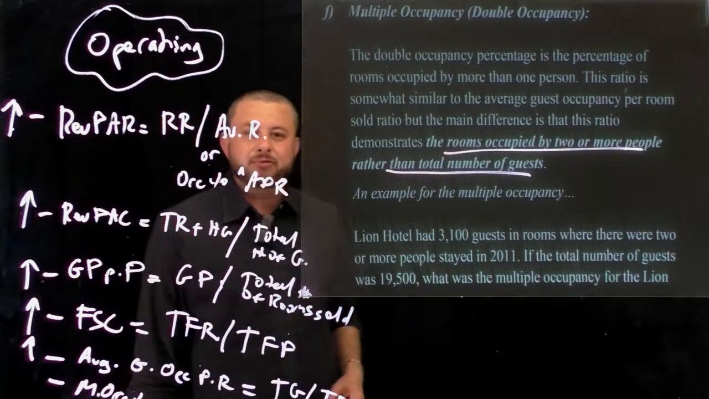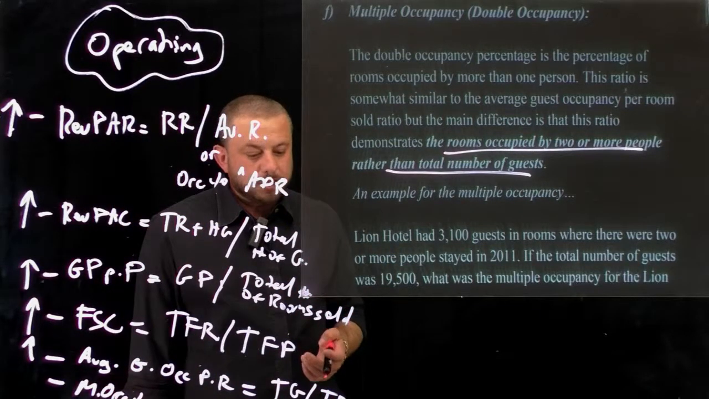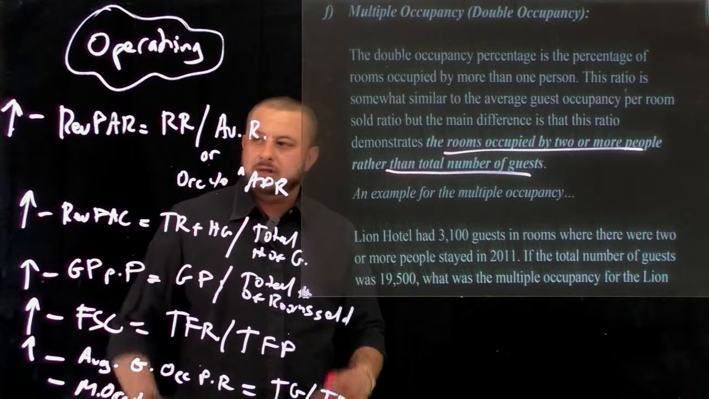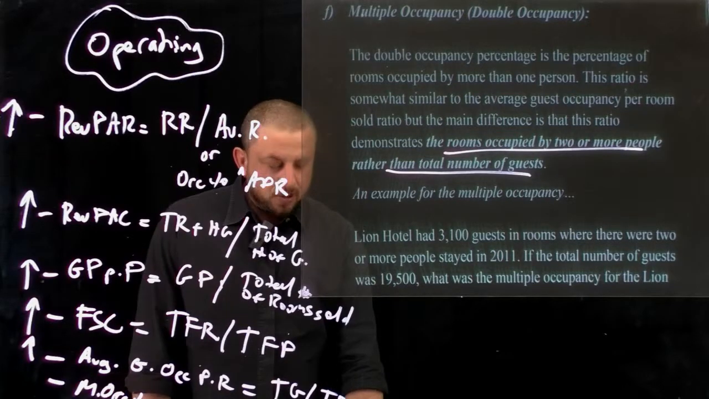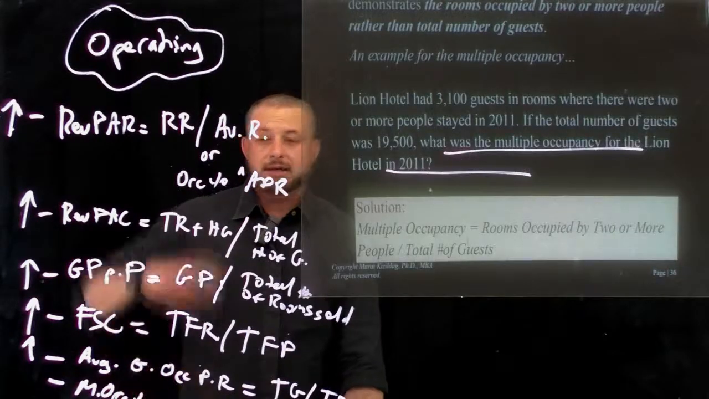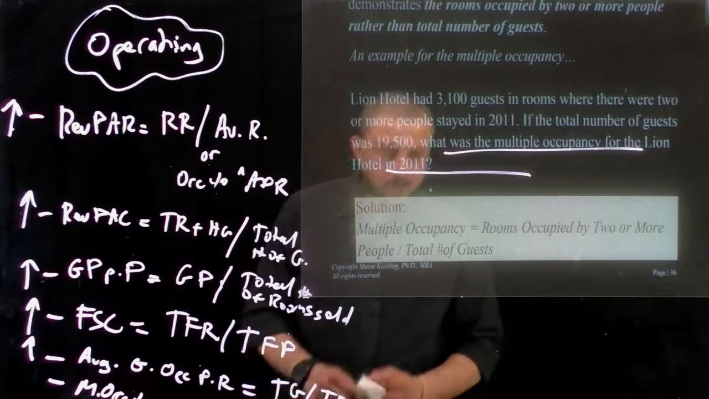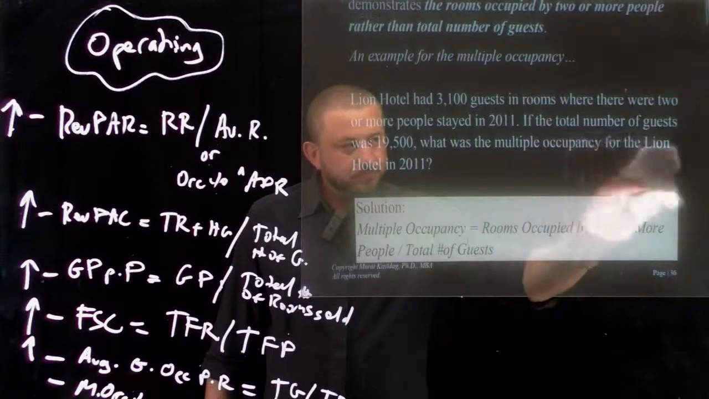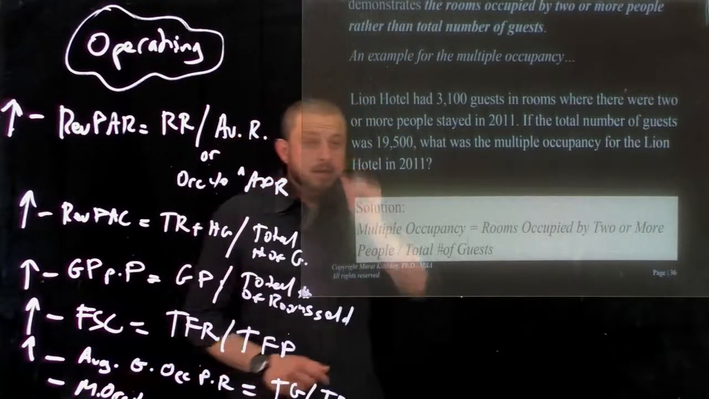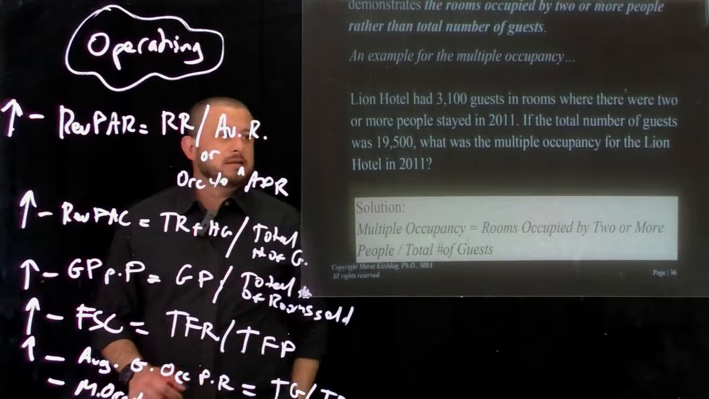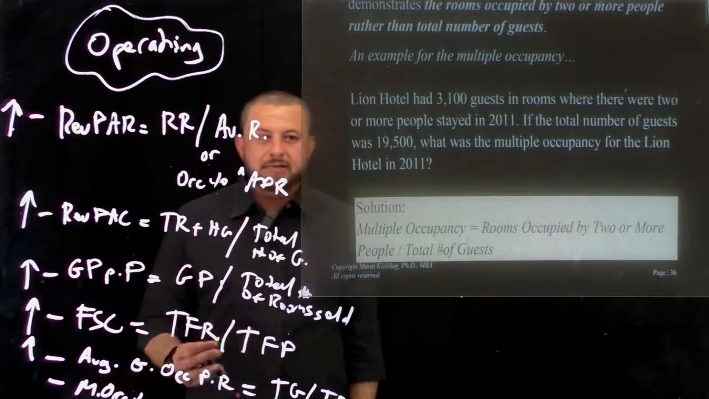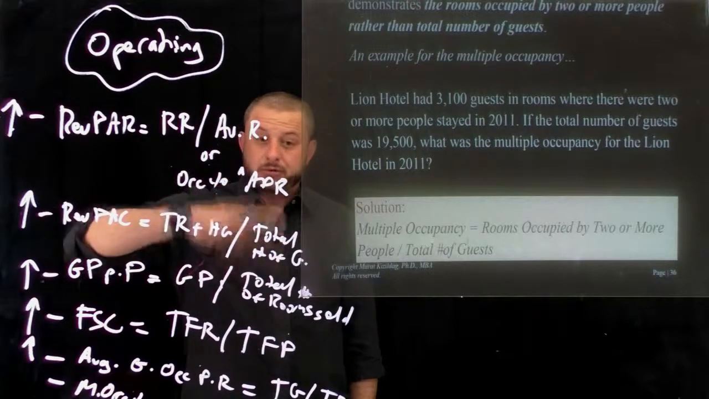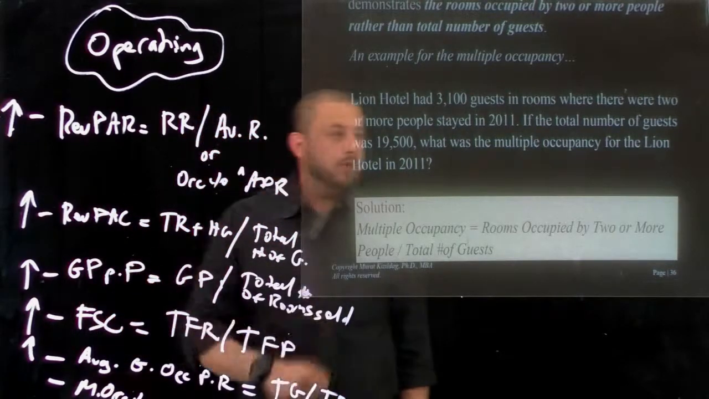You remember chapter 4 for pricing. Multiple occupancy gives you an idea if your rooms are demanded by 2 or more guests or just single guests, or it gives you an idea about your customer profile as well. So there are other implications for measuring the multiple occupancy percentage too. Lion Hotel, in the example, had 3,100 guests in rooms where 2 or more people stayed in 2011. It could be a standard room with 2 queen beds, or a suite with more than 2 guests, 2, 3, 4, whatever that is.